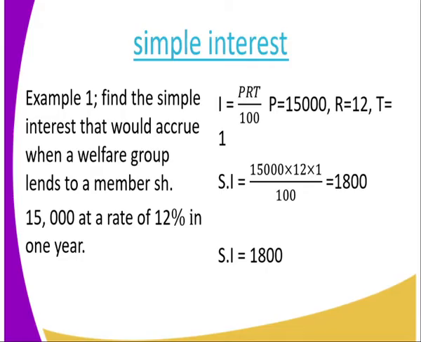We start by looking at the examples. Example: find the simple interest that would accrue when a welfare group lends to a member 15,000 at a rate of 12% in 1 year. Remember, the formula is principal times rate times time divided by 100. We put our statement into mathematics. Principal is 15,000. Rate is 12. Time is 1. So you replace the values. It is 15,000 times 12 times 1 divided by 100, which is 1,800. That is the simple interest.